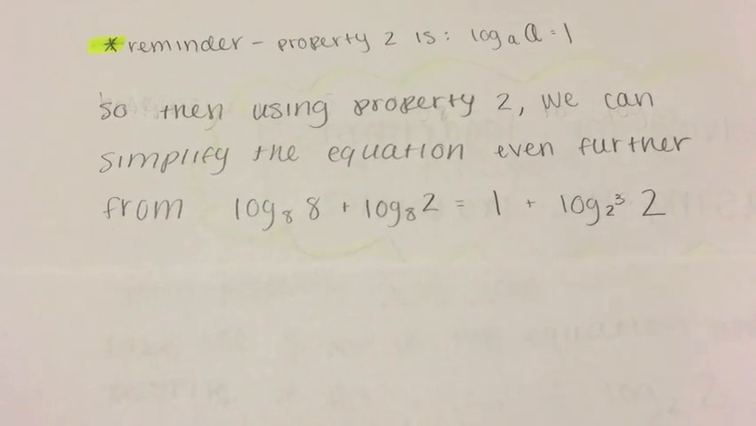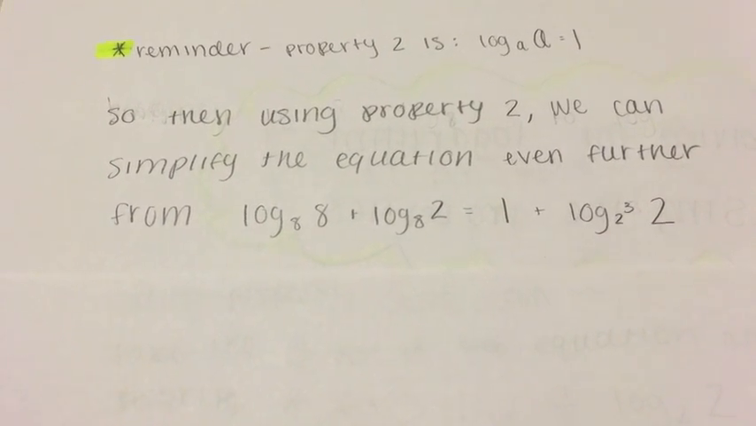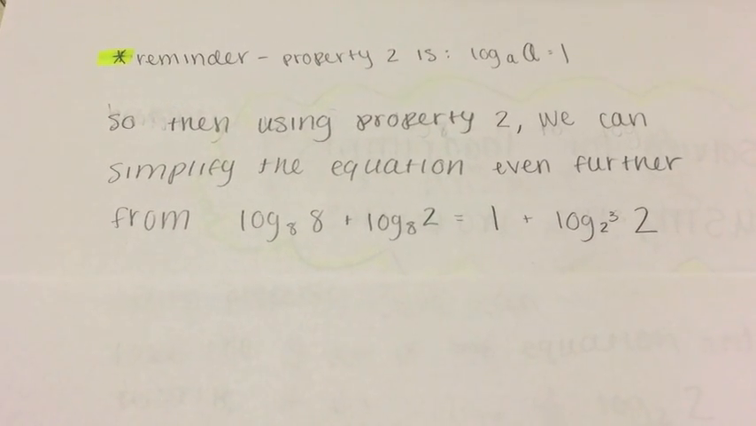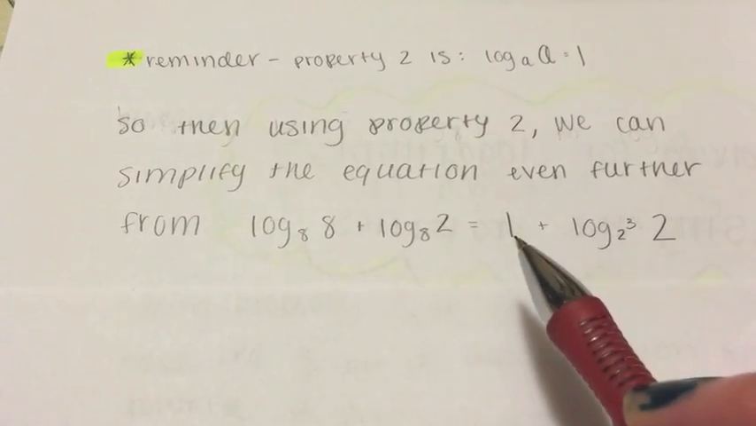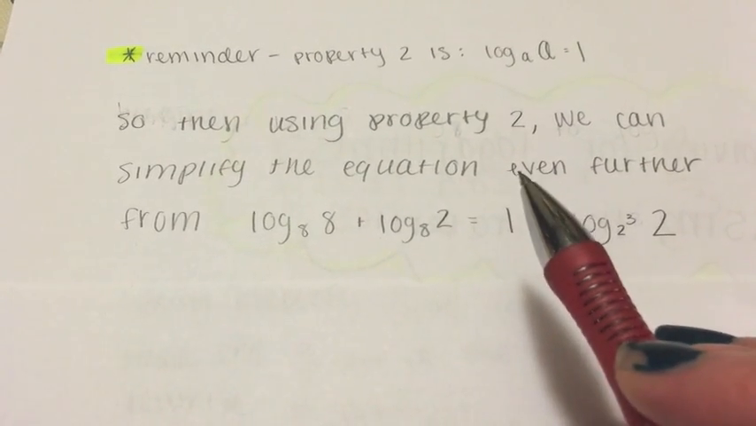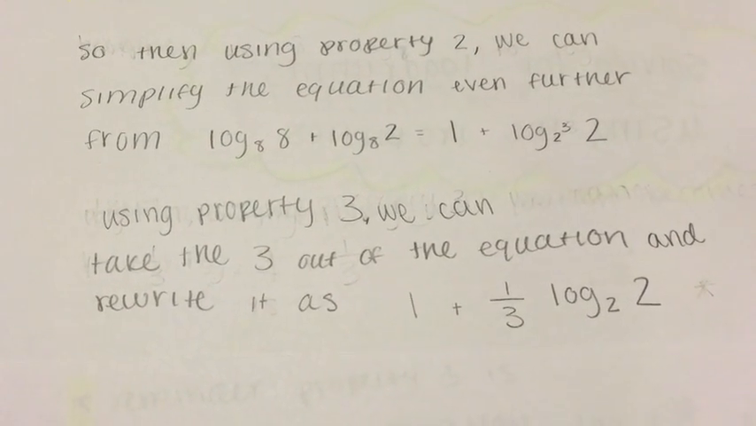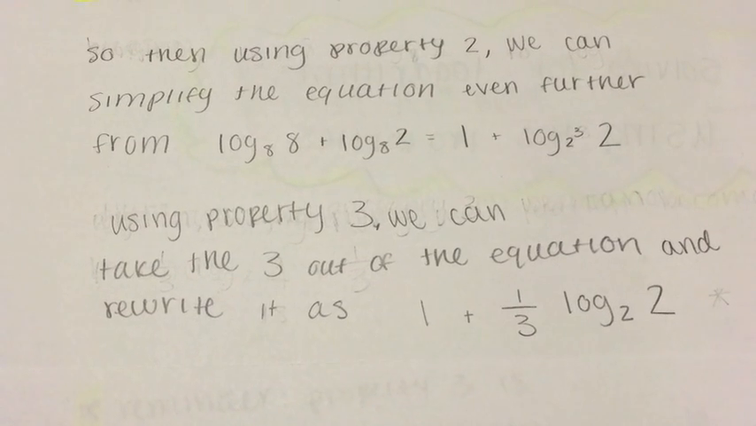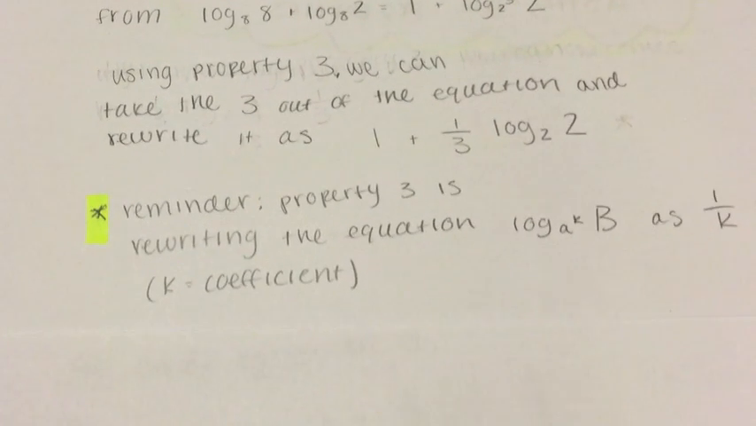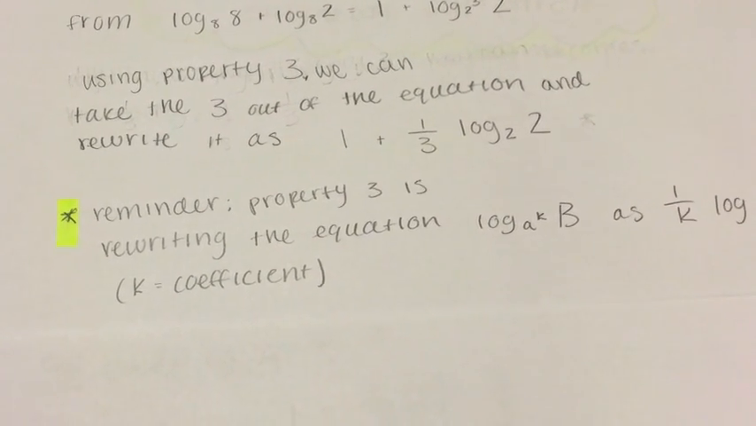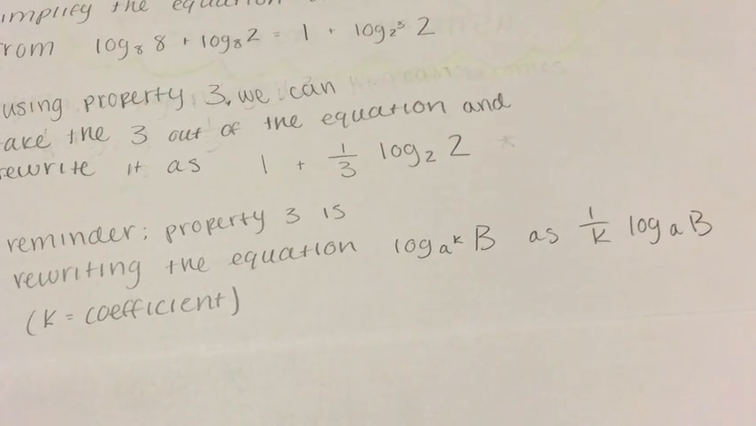So then using this property 2, we can simplify the equation even further from log base 8 of 8 plus log base 8 of 2 equals 1 plus log base 2 to the power of 3 of 2. Again, this log base 8 of 8 can be simplified as 1 because any log with the same base and same result will equal 1. And then using property 3, we can take the 3 out of the equation and rewrite it as 1 plus 1 over 3 times log base 2 of 2. Another reminder that property 3 is rewriting the equation log base a to the power of k of b as 1 over k times log base a of b.